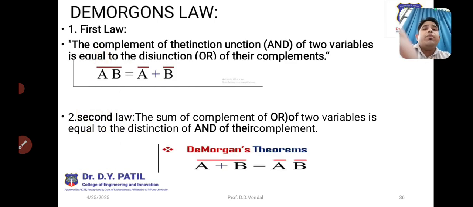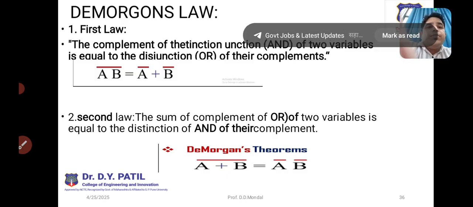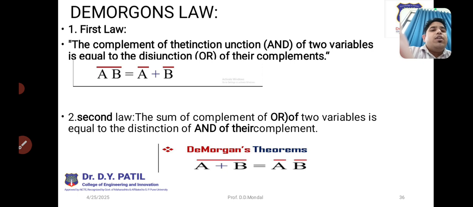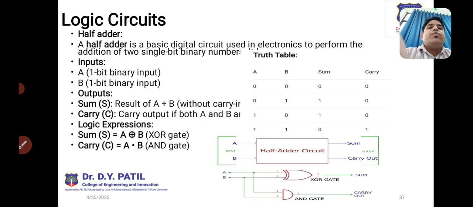The De Morgan theorem, what is it? The complement of the product is equal to the sum of the complements of the individual terms, and the complement of the sum is equal to the product of the complements of the individual terms. We have already proved it in the class. It is a very easy, very simple theorem.